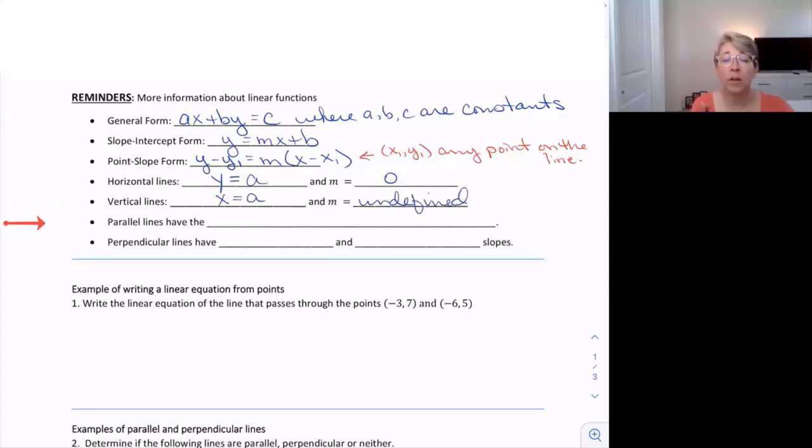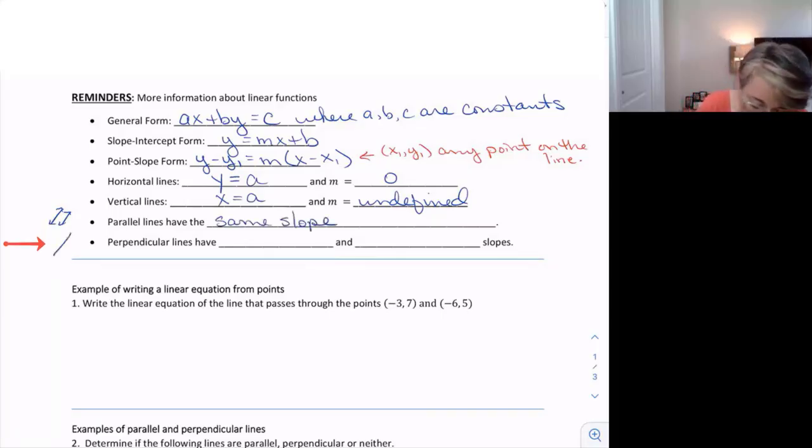Now let's remember parallel and perpendicular lines. Parallel lines look like railroad tracks. Okay, they go in the same direction at the same angle. So the one thing we know about parallel lines is that they have the same slope. Perpendicular lines cross, but they cross making a 90-degree or a right angle. Okay, so a lot of lines cross, but they have to make particularly 90 degrees.